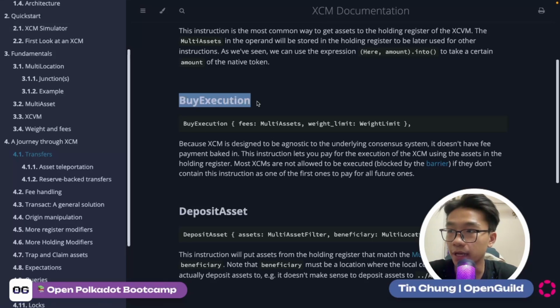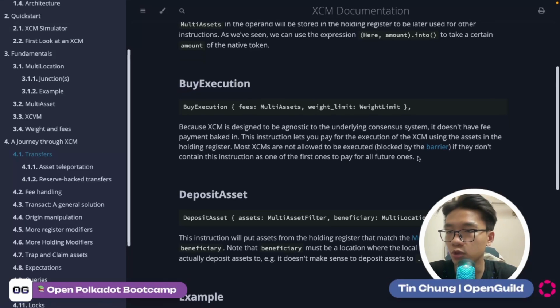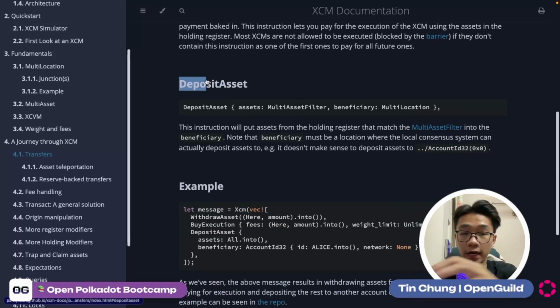Without containing this buy execution, most of the instructions won't be executed, because you have to pay for the fee. Then after you withdraw from one account to the holding register, you want to bring the amount of tokens out of that holding register and give it to the destination. Then you have another instruction to deposit, called deposit asset.